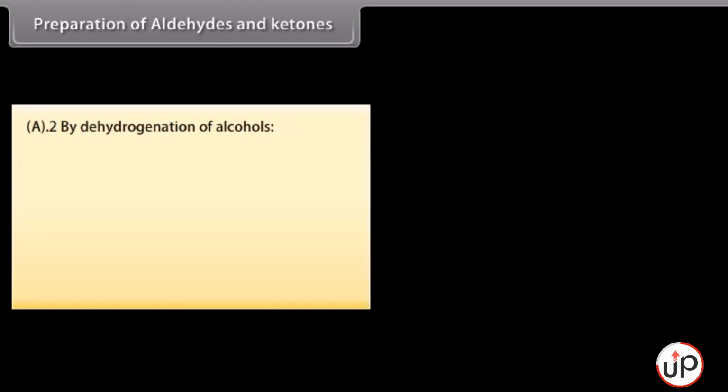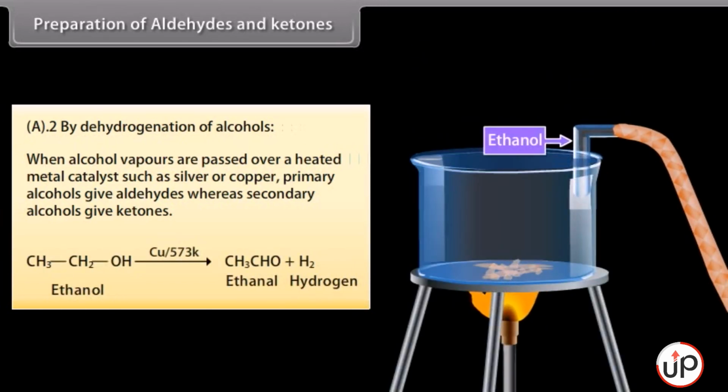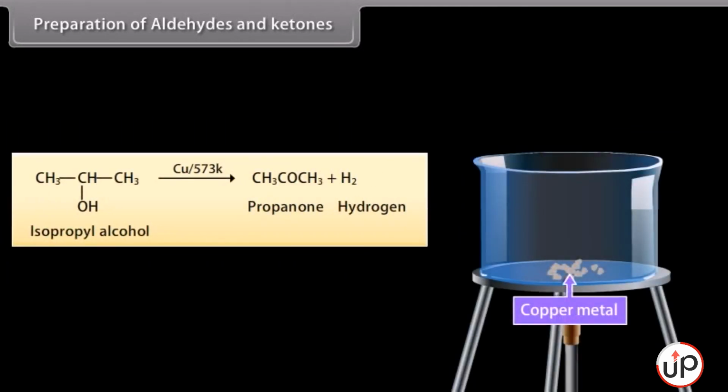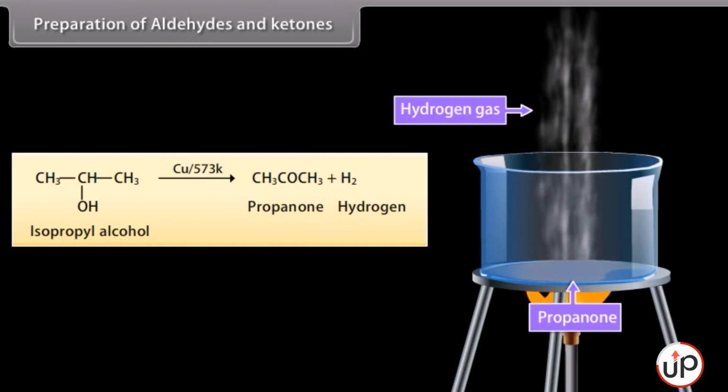By dehydrogenation of alcohols. When alcohol vapors are passed over a heated metal catalyst, such as silver or copper, primary alcohols give aldehydes, whereas secondary alcohols give ketones. When vapors of ethanol are passed over copper, then ethanal is formed and hydrogen gas is released. When vapors of isopropyl alcohol are passed over copper, then propanone is formed and hydrogen gas is released.